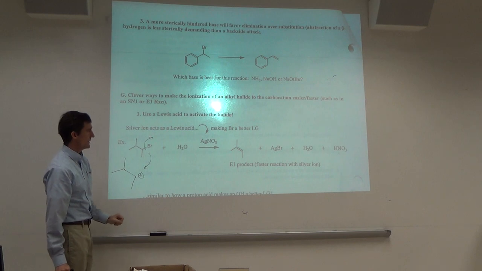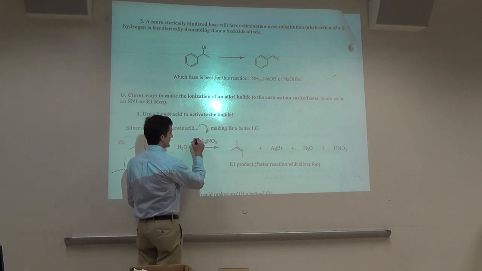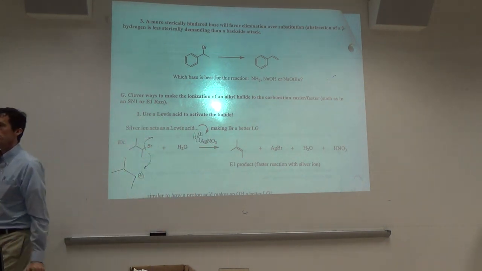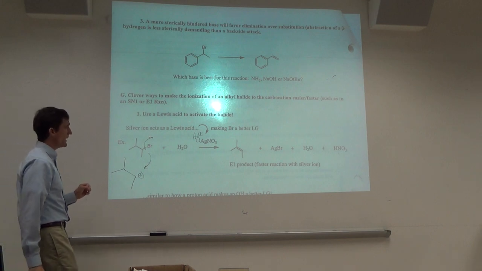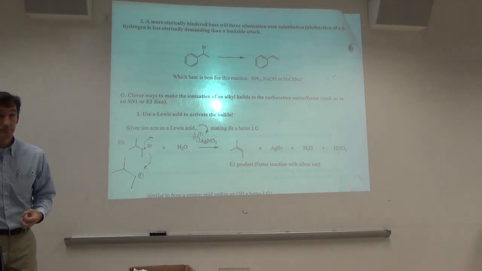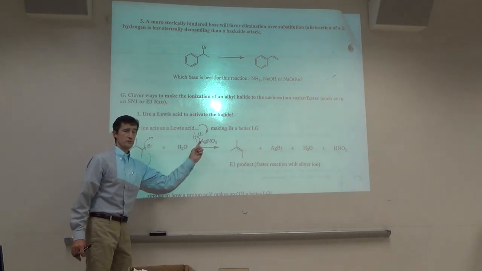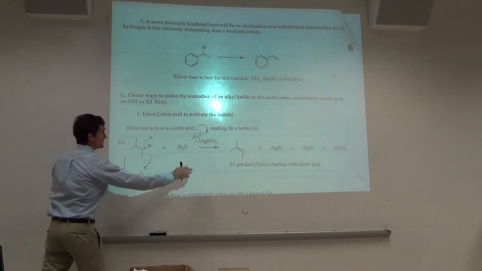Use a Lewis acid. A common Lewis acid for halides is silver ion. This is Ag plus, nitrate minus. Silver nitrate is a common source of Ag plus because it's soluble. Remember your solubility rules, something like silver bromide, silver carbonate, they're not soluble. Just about all nitrates are soluble. That's why silver nitrate is used here. Silver nitrate will dissolve in water.